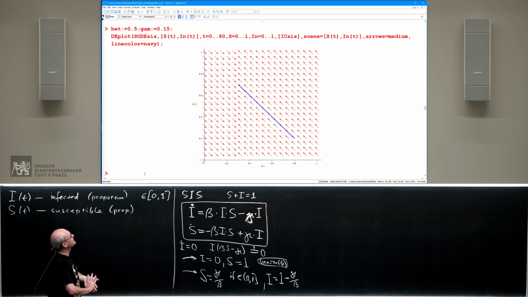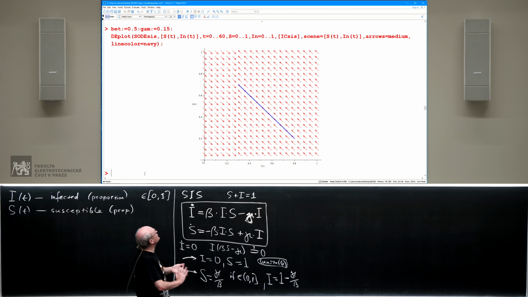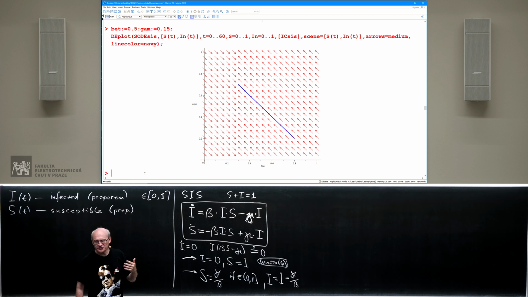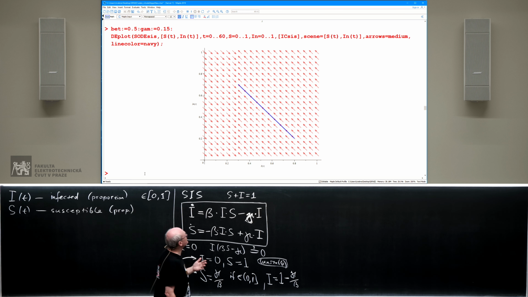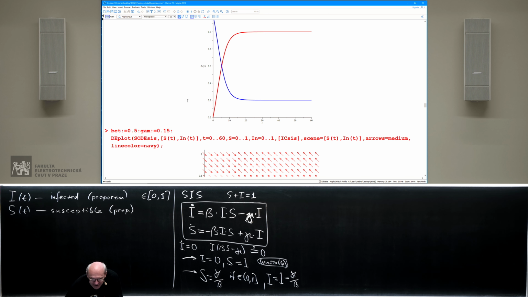And the answer is, it looks like this, and the arrows are actually quite useful because it helps you to read the orbit. If I didn't put the arrows there, it would be difficult to interpret. Let's have a look at the initial conditions. I have them somewhere here.